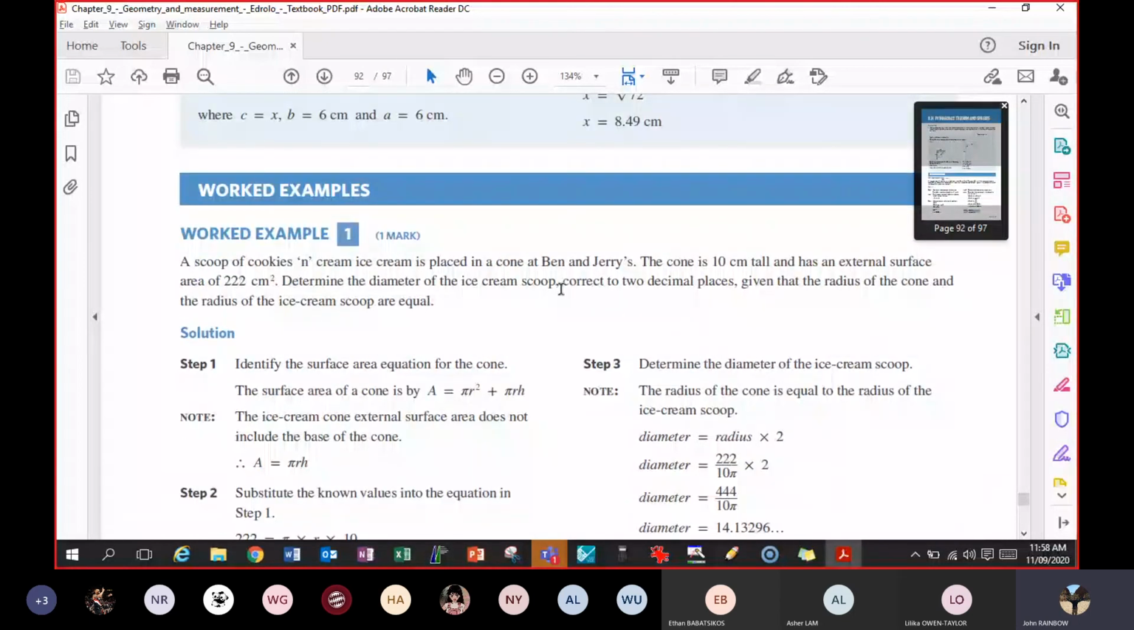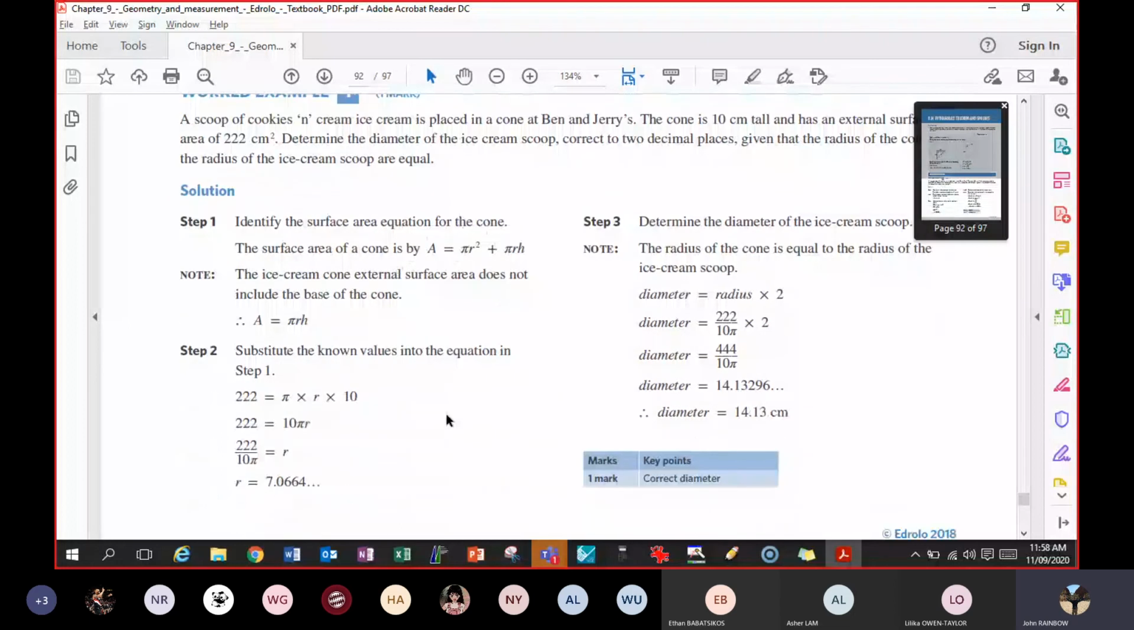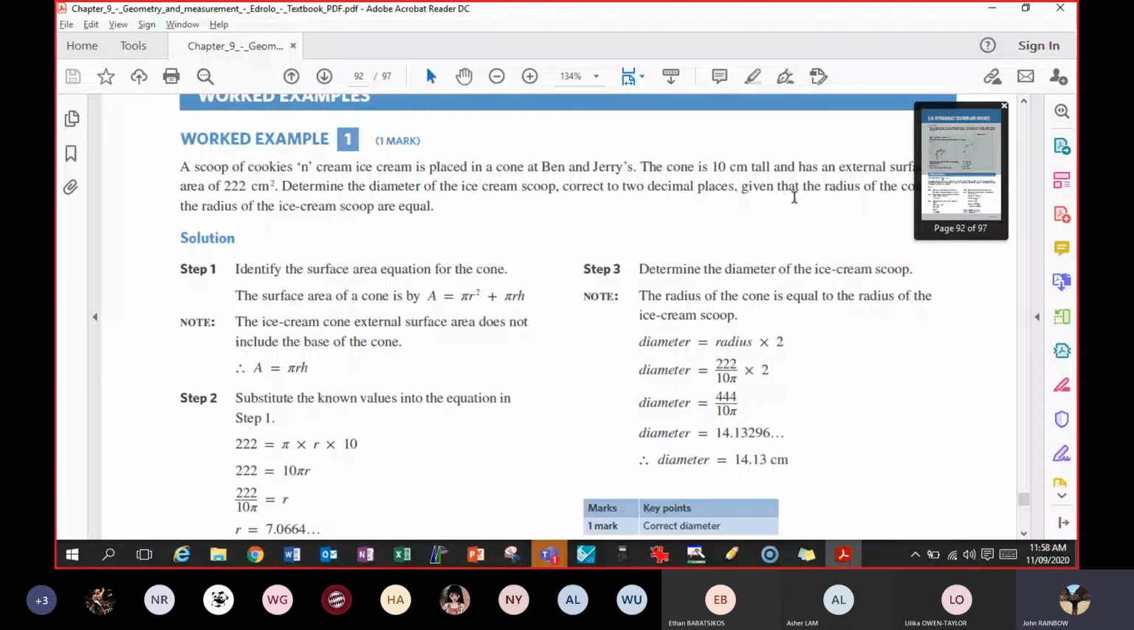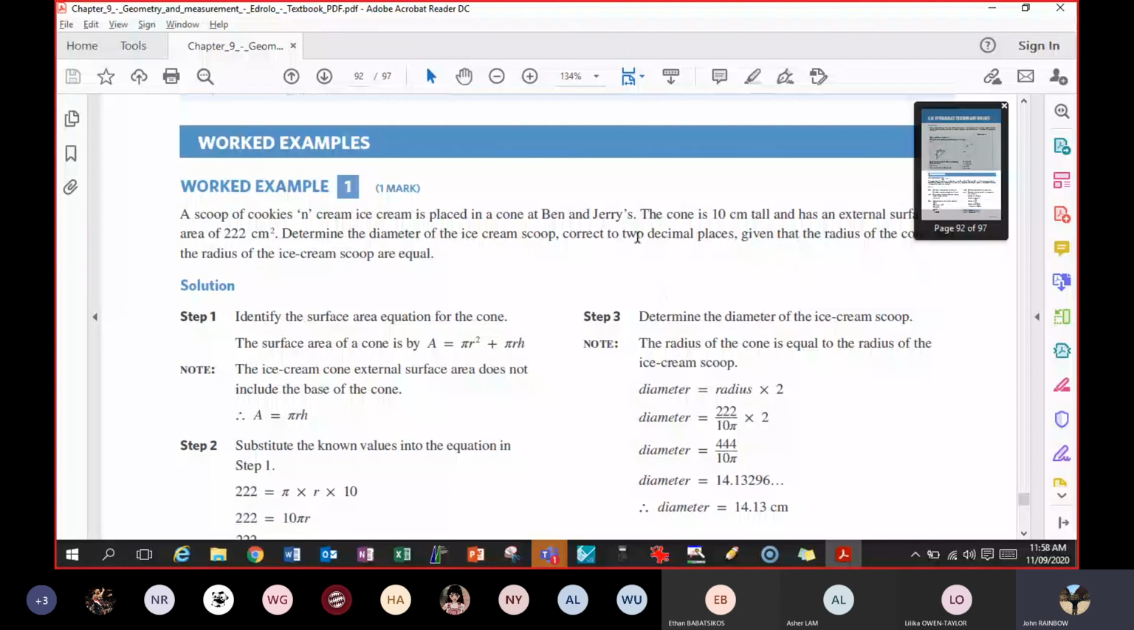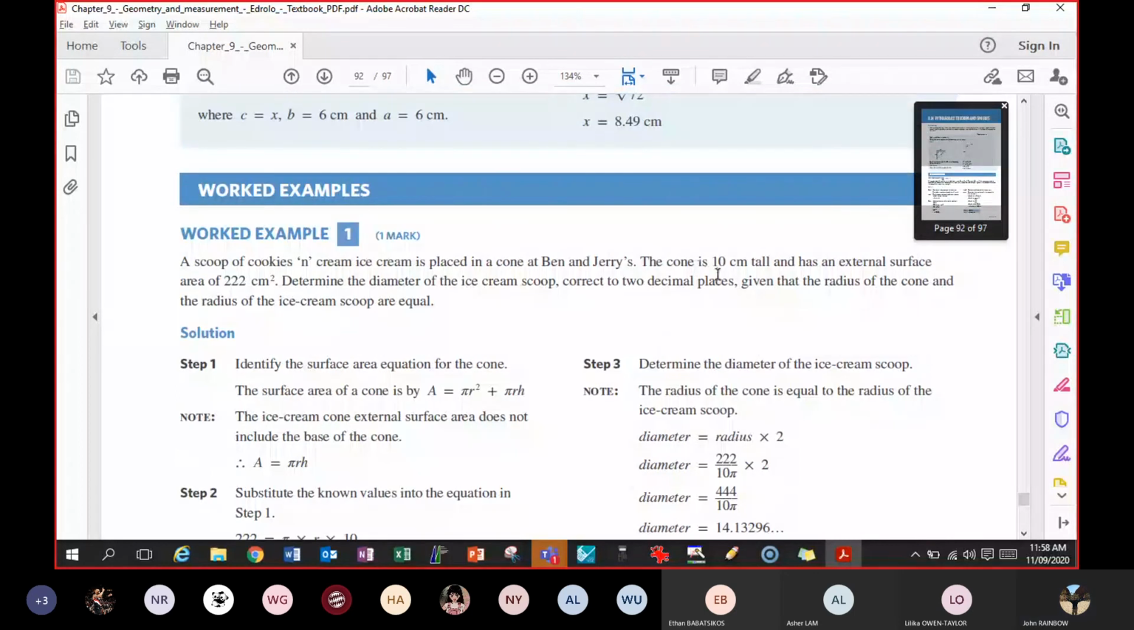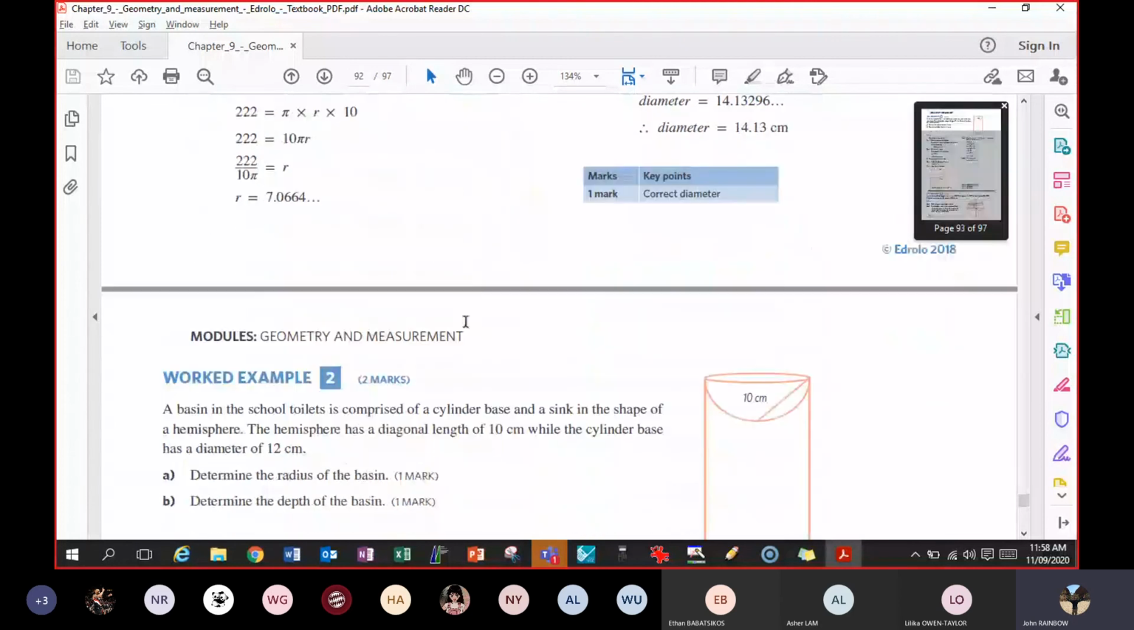So we have the cone is 10 centimeters tall and has an external surface area of that. So you would need to figure out what the radius is from the cone. You basically put in the area and you can figure out the radius. Once you figure out the radius, we need to go back to the radius of the ice cream scoop being equal. So then you'll get to that answer there.